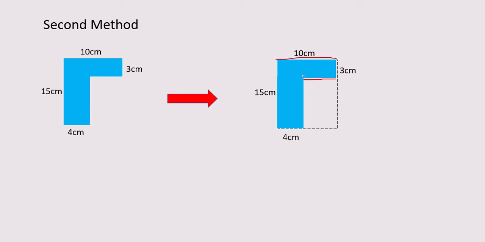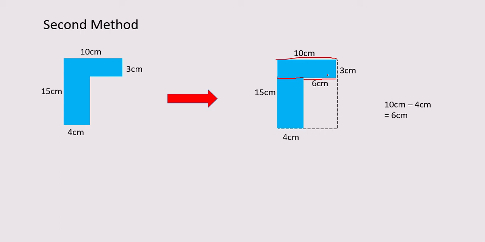Now if you are to remove this area from 10 centimeter, what are we going to have? This area is 4 centimeter. It's 4 centimeter. So let's remove 4 centimeter from 10 centimeter. So here, from here to this side will be 6 centimeter. So we have 6 centimeter.